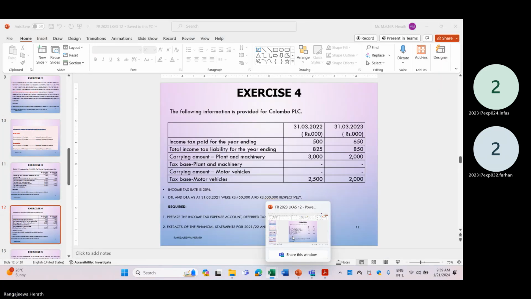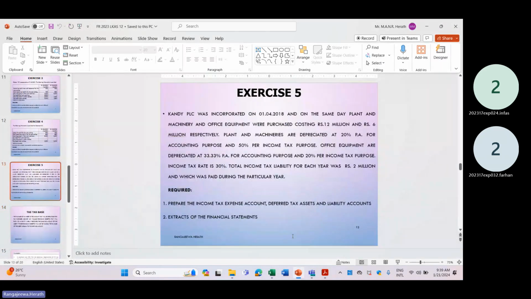Exercise 5. Candy PLC was incorporated on 1st April 2018. On the same day, plant and machinery and office equipment were purchased, costing 12 million and 6 million respectively. Plant and machinery 12 million, office equipment 6 million. Plant and machinery are depreciated at 20% per annum for accounting purposes and 50% per annum for tax purposes.